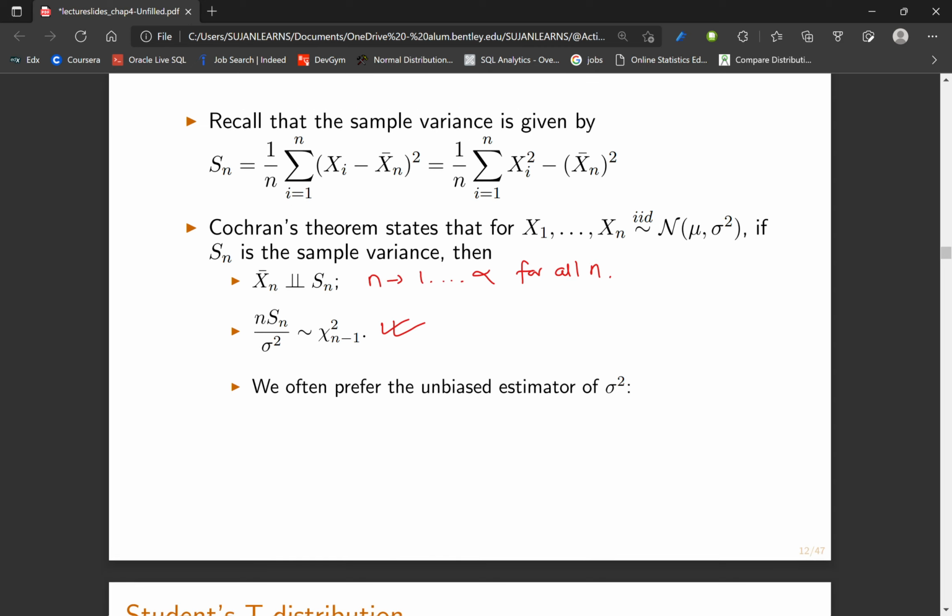We start by writing down the expression of the unbiased sample variance, which will be Sn tilde. This is the unbiased sample variance. It is equal to 1 over n minus 1, the sum from i equals 1 to n of (xi minus xn bar) square. This is the unbiased sample variance.